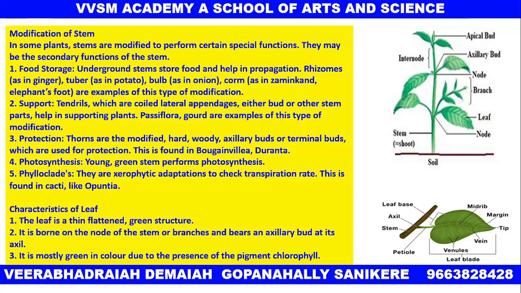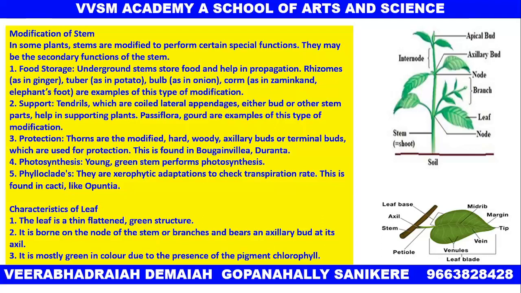Protection: thorns are the modified hard woody axillary buds or terminal buds. Next, photosynthesis. Young green stem performs photosynthesis. Then phylloclades, they are xerophytic adaptations to check transpiration rate.